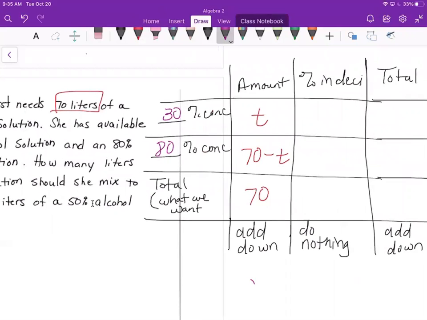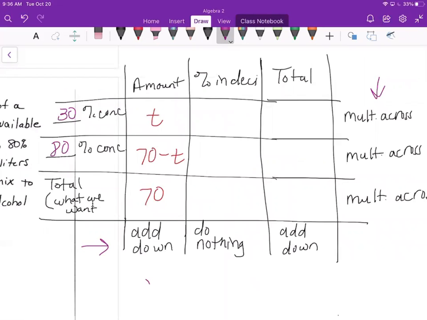Then if you look on over here and here, I tell you what to do. So for these, you add down. If we add T and 70 minus T, the T's will cancel out, giving us our total of 70. Then where it says percent in decimal, you're going to put your percent in decimal. 30% is 0.3. 80% is 0.8. And finally, what we want is 0.5. You do nothing in the middle column. Finally, for the total, it says multiply across.